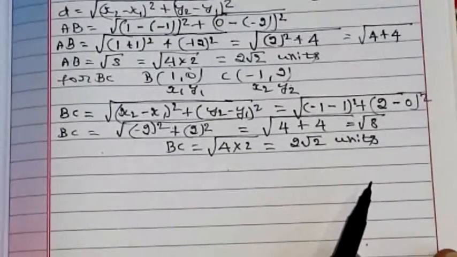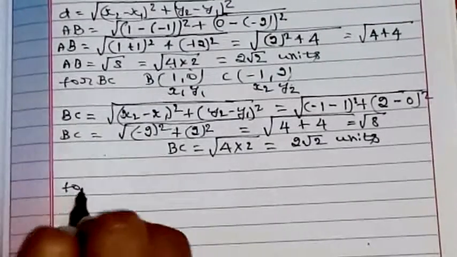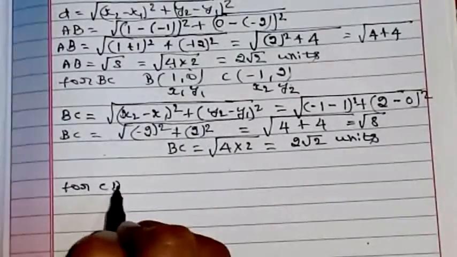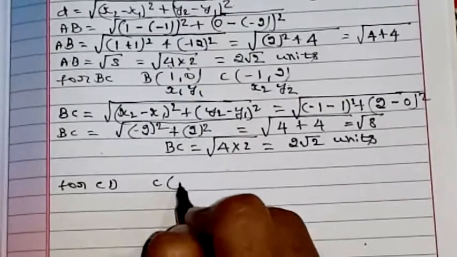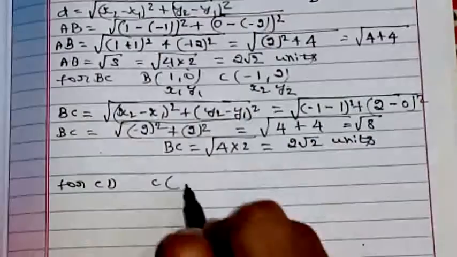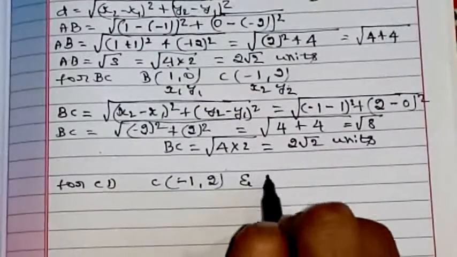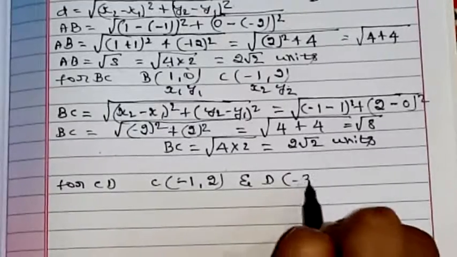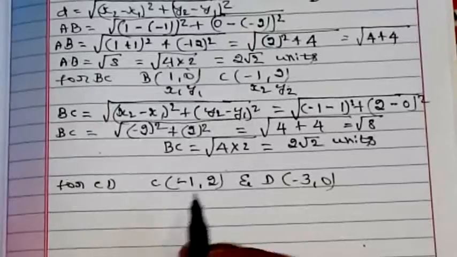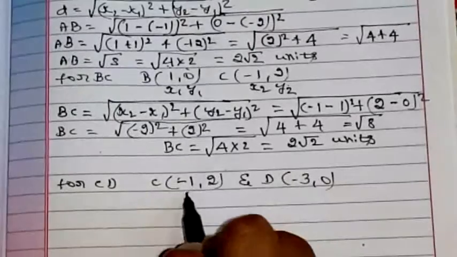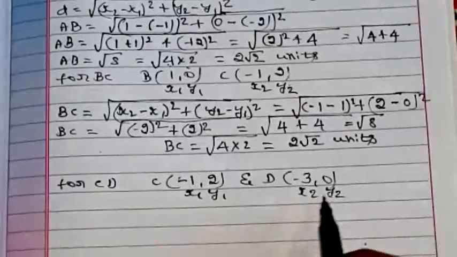Now, find the distance between C to D, CD. Right? So what are the coordinate points? C of minus 1 comma 2 and D of minus 3 comma 0 are the coordinate points. Now as usual, write down this as x1 y1, this as x2 y2. Right?